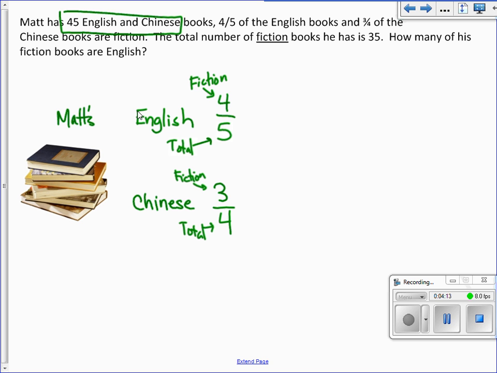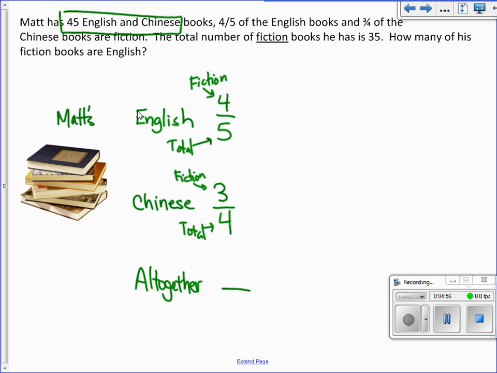Our goal is to figure out how many fiction English books he really has, and it's got to be higher than 4. Well, let's make ourselves a new fraction. Let's make our fraction an altogether fraction, talking about his whole collection. If we use these lowest term fractions for now, how many total books, English and Chinese, does he have altogether? 45. Well, yes, that's true. But I mean just in these lowest term fractions.